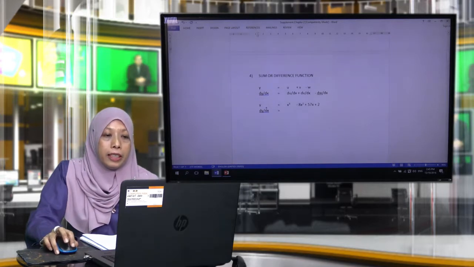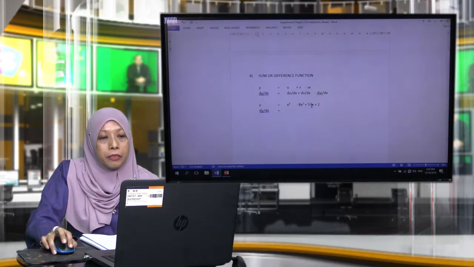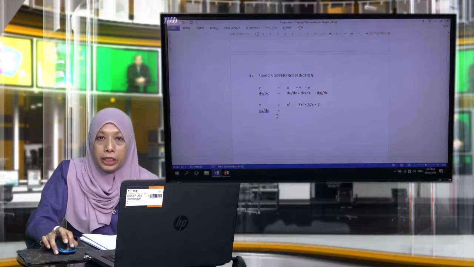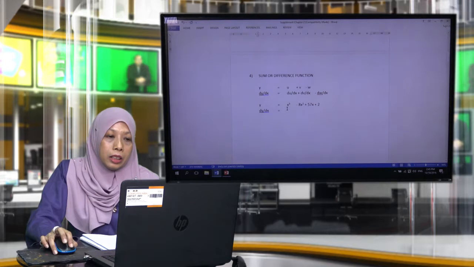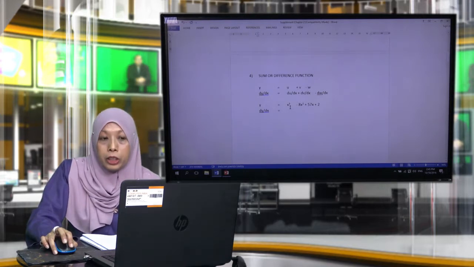If let's say you have y equals x to the power of 3 minus 8x squared plus 57x plus 2, and you want to differentiate it, you can see that you need to differentiate the subfunctions here. There are different rules that you need to apply here.